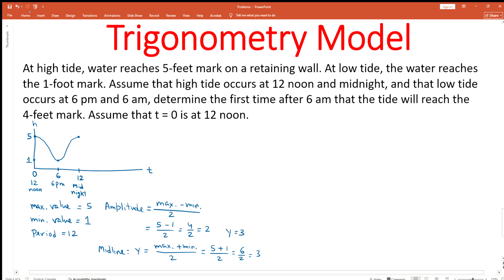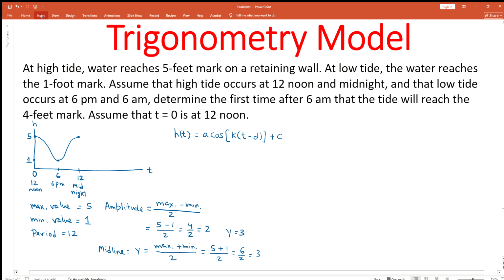Now we can write an equation for the graph. As we can see in the graph, the maximum point lies on the vertical axis. That means we can use cosine function to write an equation for this graph. The general equation of a transformed cosine function with variables h and t is h at t equals a times cos of k times t minus d, plus c. In this equation, a, k, d and c are transformation constants.